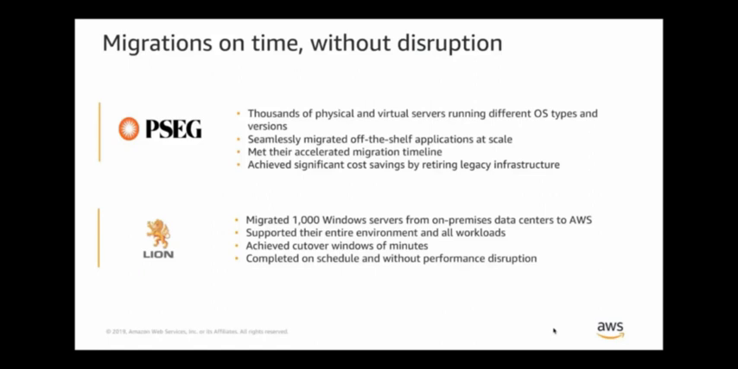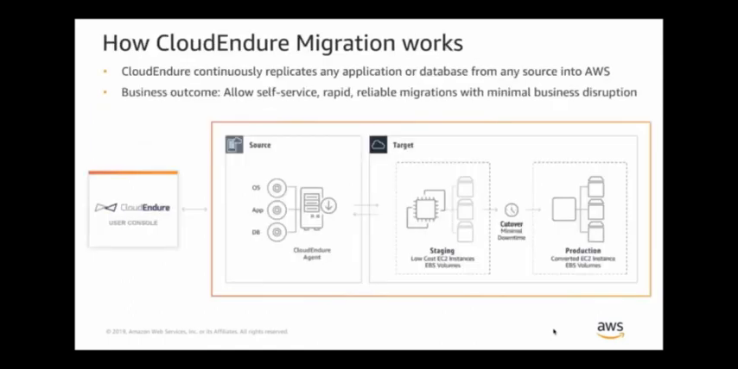The second one is Lion. Lion migrated 1,000 Windows servers from on-premises to AWS. We supported the entire environment and all the workload and achieved the cutover of their Windows environment in minutes. Again, this migration was completed on schedule as well with minimal performance disruption. And with that, I wanted to hand you over to Alex, who's going to walk us through the CloudEndure migration process as well as the architecture.